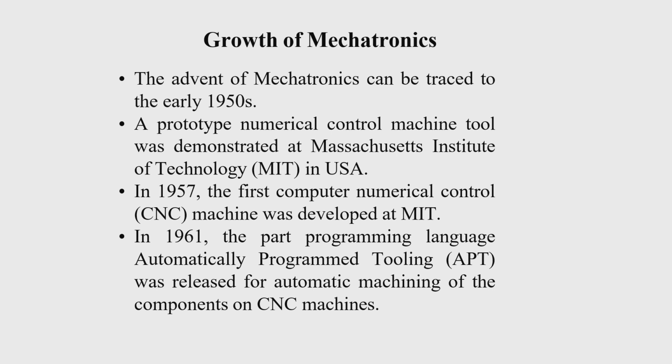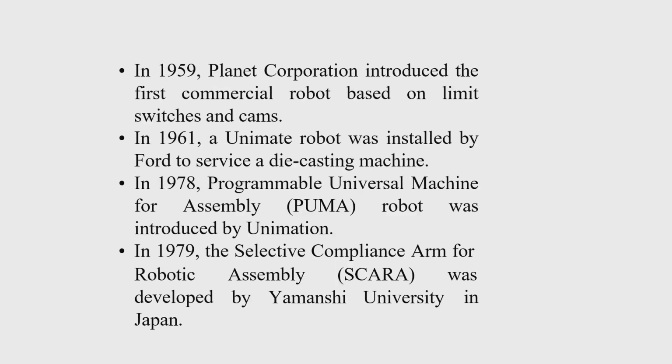In 1957, the first computer numerical control machine was developed at MIT. In 1961, the part programming language, Automatically Programmed Tooling, was released for automatic machining of components on CNC machines. So we see that in the 1950s and 1960s, a lot of development took place in computer numerical control machines.